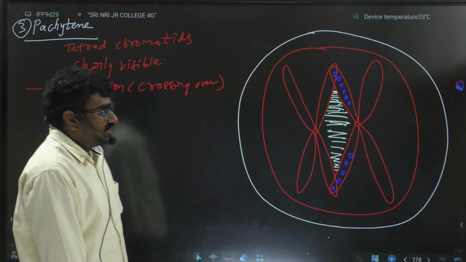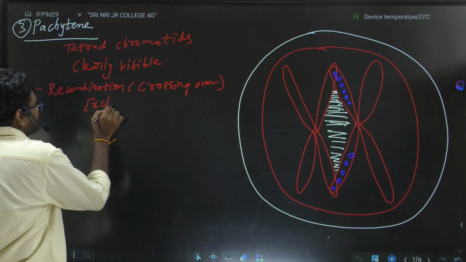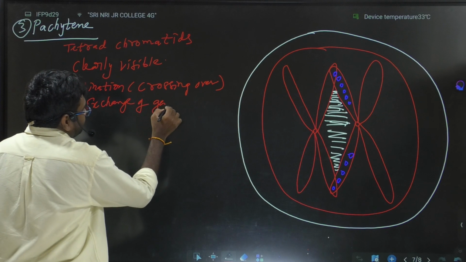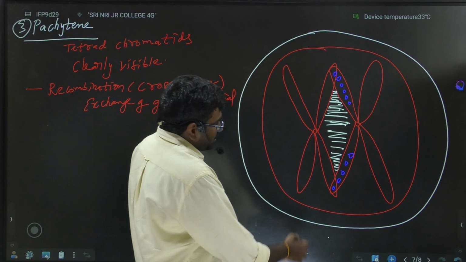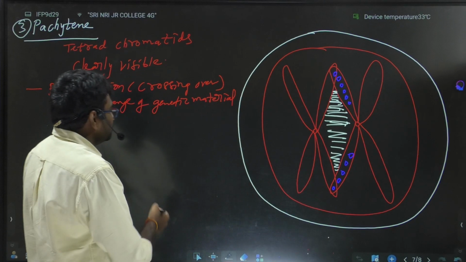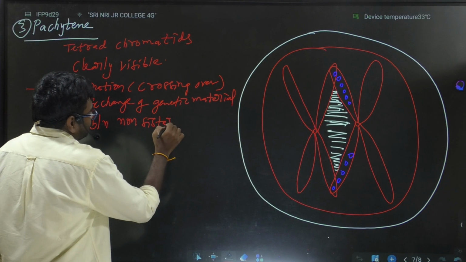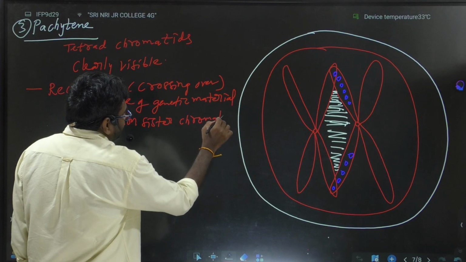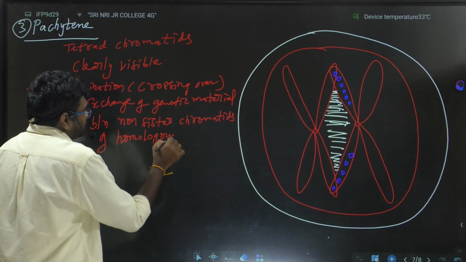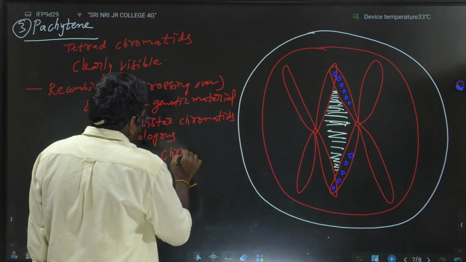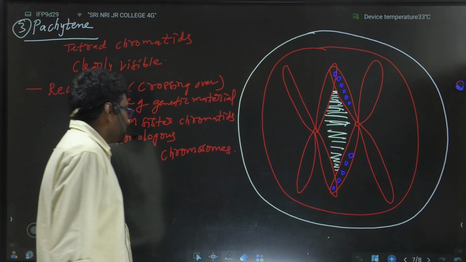That means genetic recombination, that is exchange of genetic material, takes place between the non-sister chromatids of homologous chromosomes. Right.